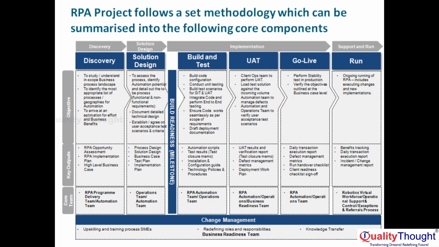Basically, for any RPA project we have a methodology. In robotic process automation projects, we have a methodology to follow. So this is the complete RPA life cycle, with different stages. If you get any RPA project, these are the different stages: discovery phase, solution design, build and test, user acceptance testing, go live, and run phase.